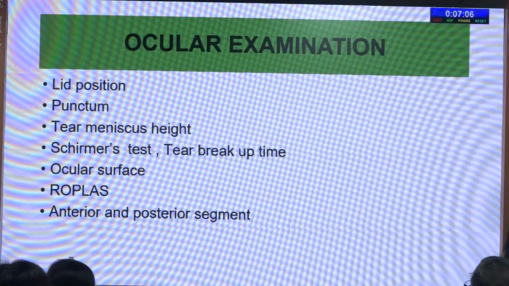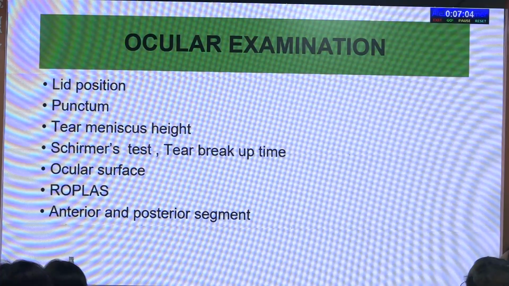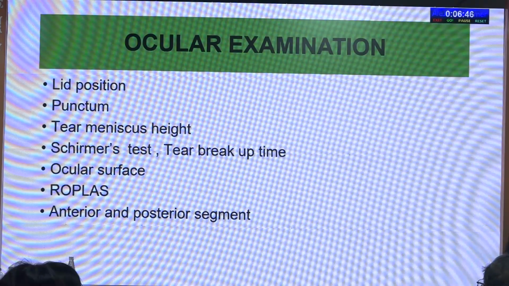Coming to the ocular examination, first we have to evaluate the eyelid position and its integrity. Then we have to look at the punctum, whether it is normal or everted, and look at its size and number. Coming to the tear meniscus height, the normal value is 0.2 to 0.4 mm. If it is more than 1 mm, it suggests tear outflow obstruction. And the Frolich test can be positive or negative.